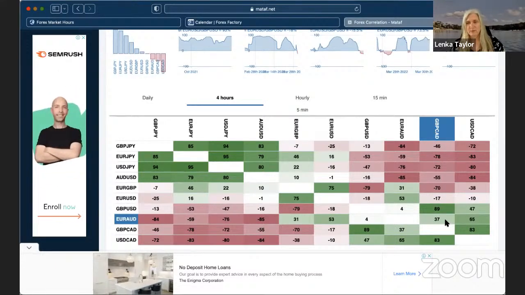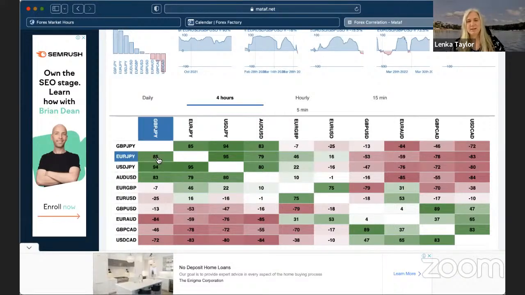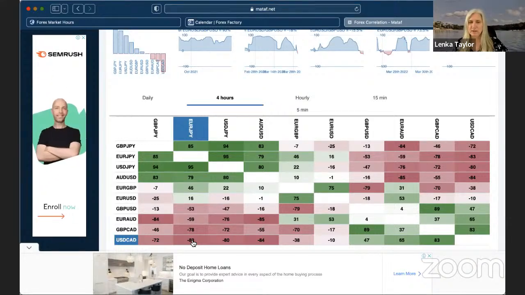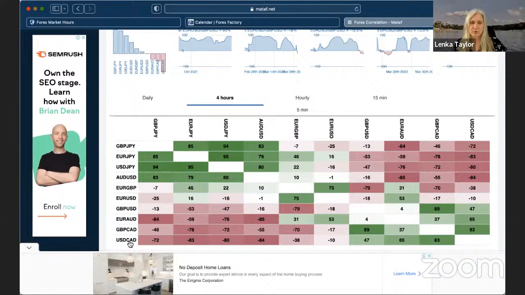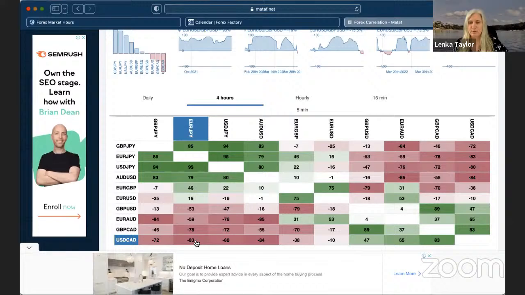No, it does not mean green for no, definitely not. It just means highly correlated if it's green. If it's red, it's opposite. That means it's highly likely that those currency pairs will go in opposite directions. So if you're trading USD Cad and you want to trade Euro Jpy and they're negatively correlated, so they're red but a high number, it means that one is likely to go in one direction and the other is likely to go in the opposite direction.